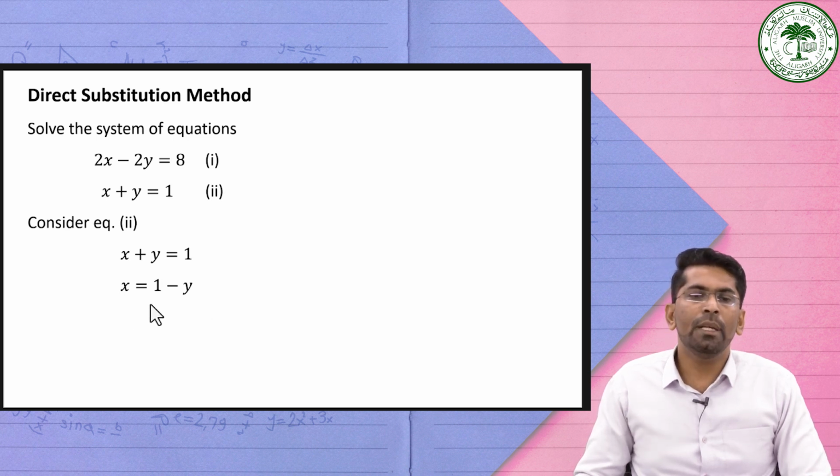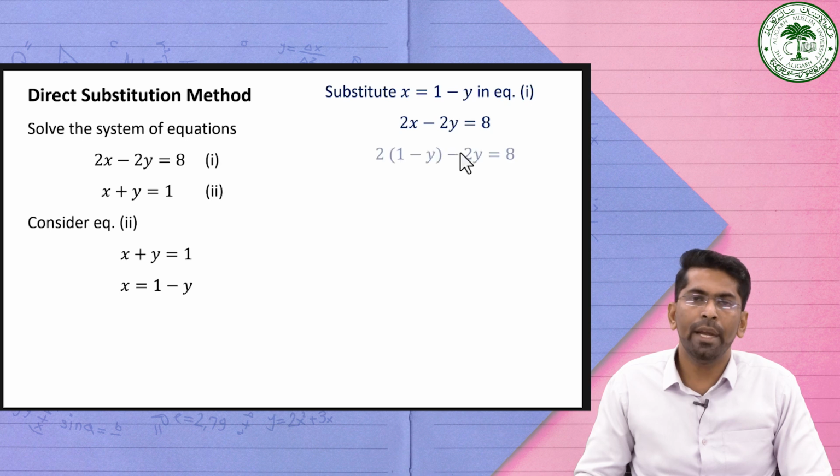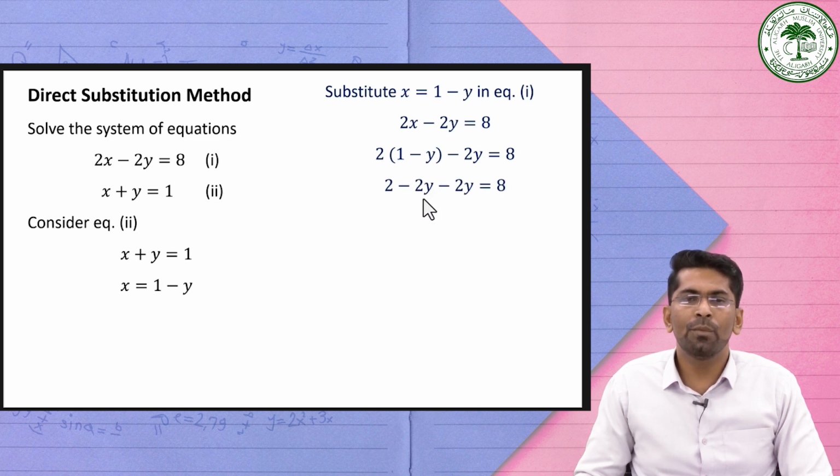Then substitute this x is equal to 1 minus y in the first equation. Our first equation is 2x minus 2y is equal to 8. Instead of x I am substituting 1 minus y: 2 into (1 minus y) minus 2y is equal to 8. Opening the bracket by multiplying, 2 into 1 is equal to 2, and 2 into minus y is minus 2y.